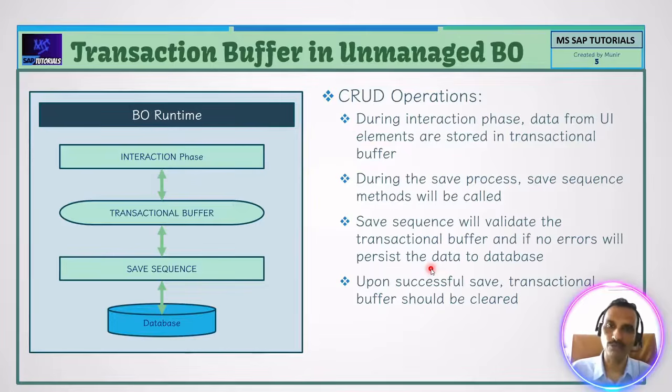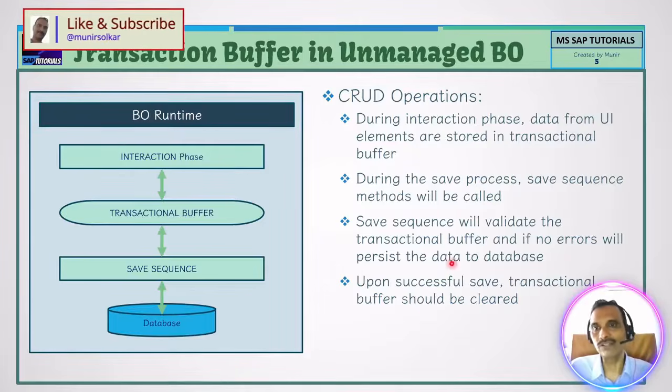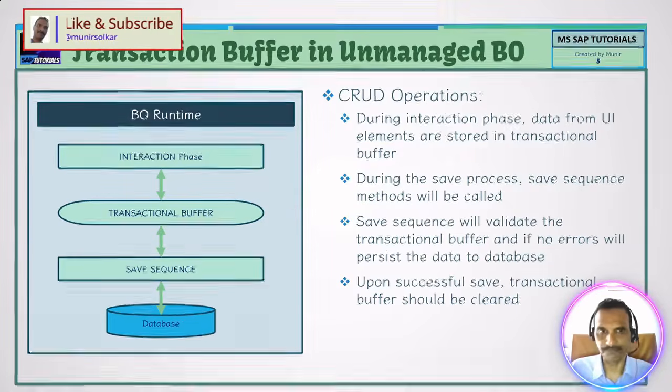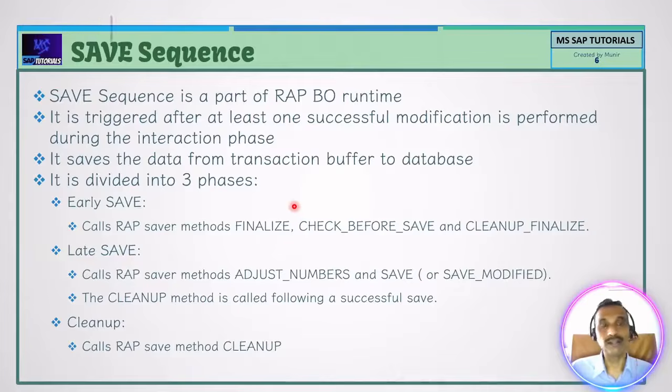Okay, everything we have to do it, and that is why people feel that okay, unmanaged scenario is difficult to implement. No, it's not. It's just a lengthy process. That's it. Okay. So upon successful save, finally the transaction buffer should be cleared. Okay. And the saved data should be returned back to the interaction phase to actually show them on the screen. Now, let us understand what save sequence is.